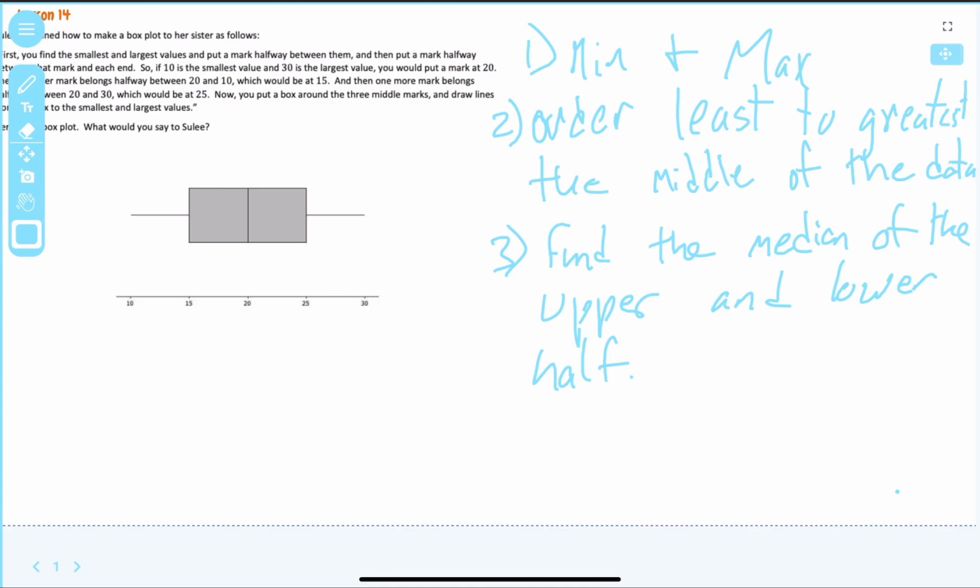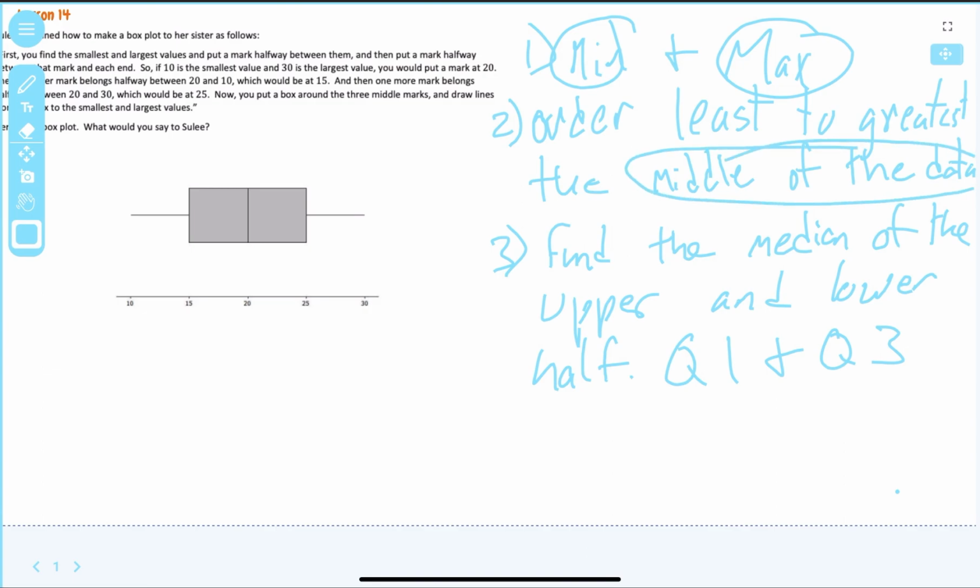Well, what are those called when we find those? Q1 and Q3. Now we have our minimum. We have our maximum. We have the middle of the data, which is the median. Now we have the Q1 and the Q3. There is your five summary points right there, right?